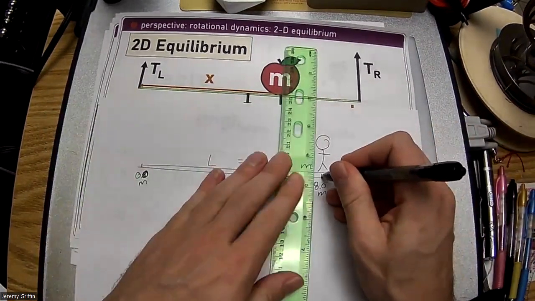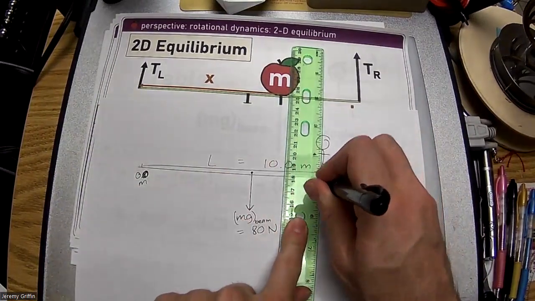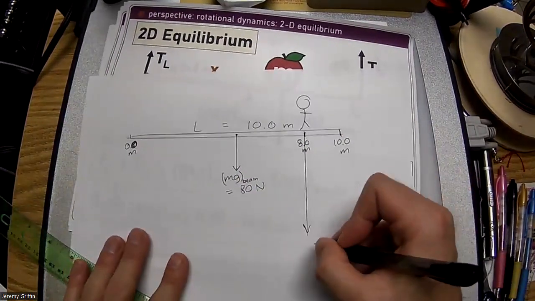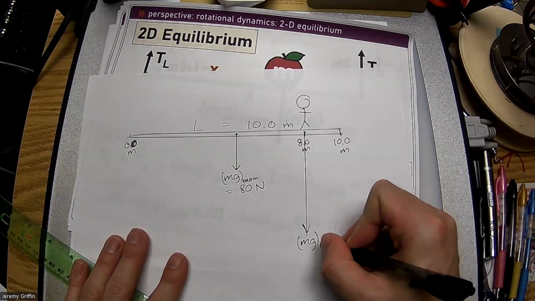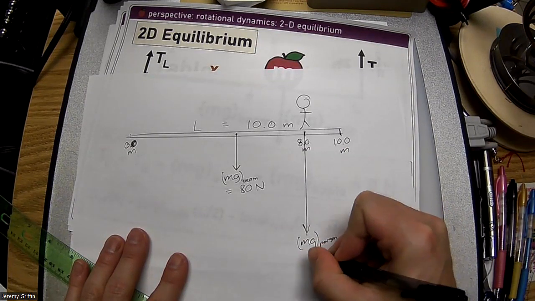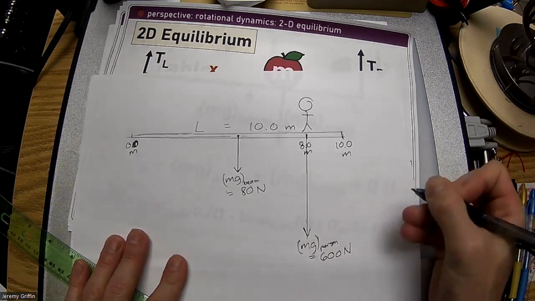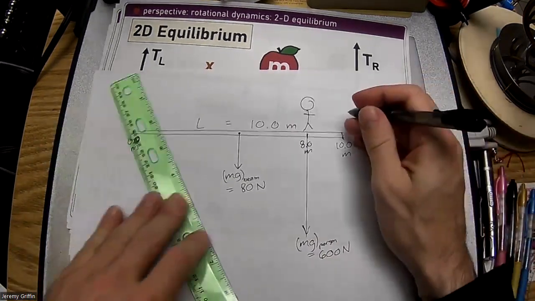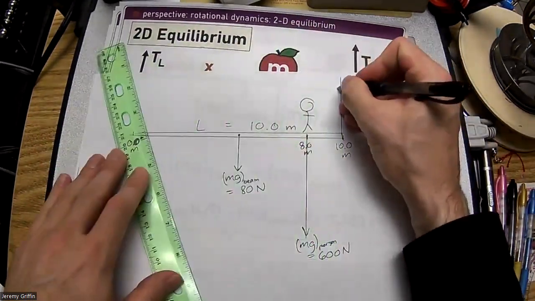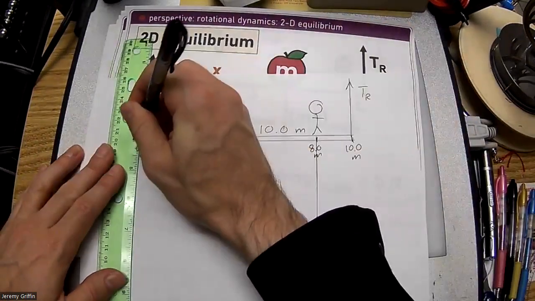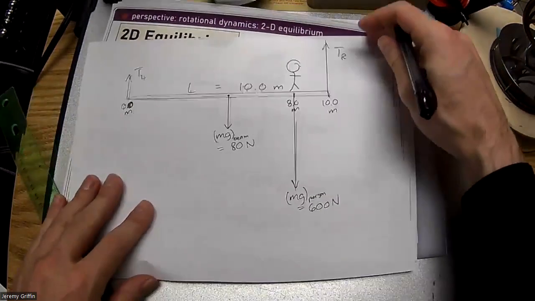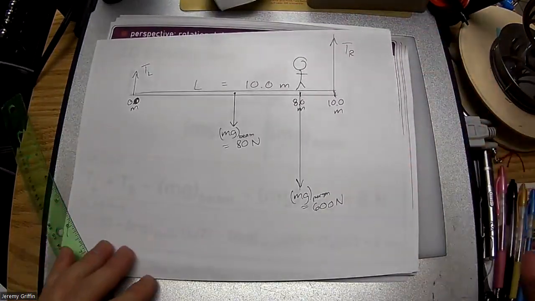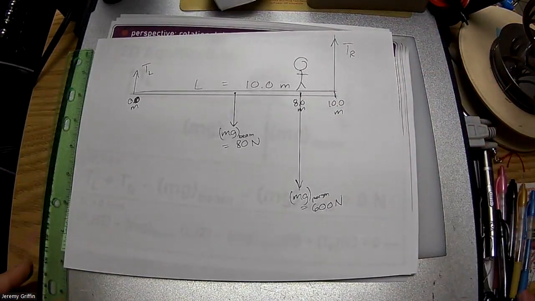Let's say this guy weighs 600 newtons. So the weight of the person is 600 newtons. Let's get a couple of cables. I'll call this tension on the right and tension on the left. Tension right, tension left. Okay, you guys see that? So I made that up from scratch on the fly right here.